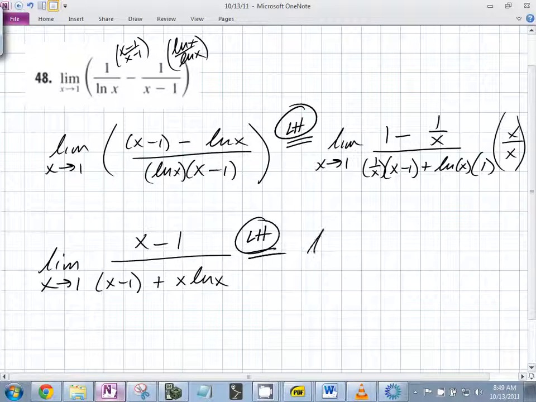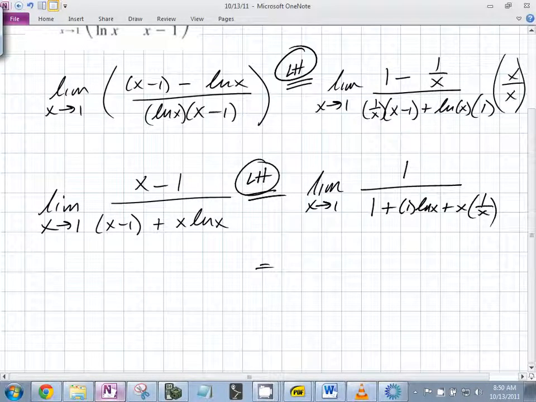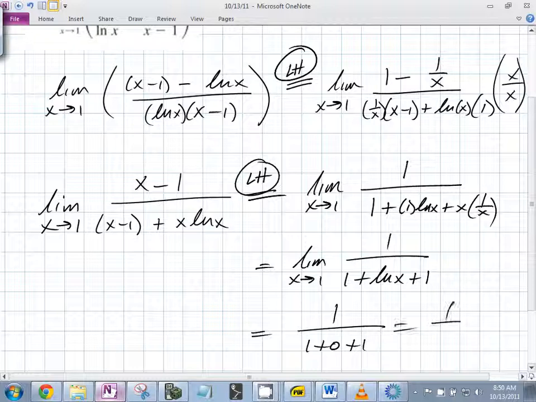The limit as x goes to 1 of 1 over 1 plus the derivative of the first times the second plus the first times the derivative of the second. So you end up with the limit as x goes to 1 of 1 over 1 plus ln x plus 1. And what's that going to be? 1 plus 0 plus 1, which is 1/2.